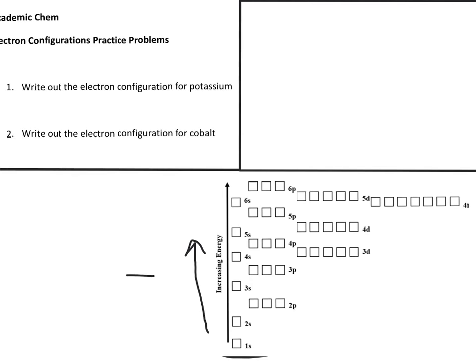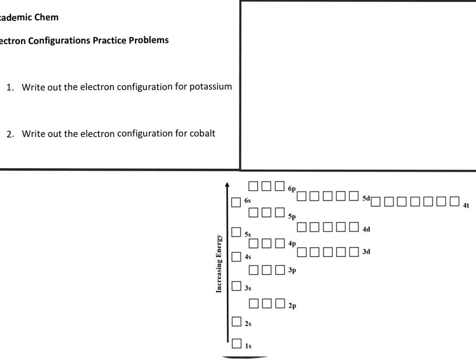We know that in a box we can only go up to 2 electrons and they have to be opposite spin. That's because of Pauli's exclusion principle. And also if we have the same energy level orbitals, we need to put 1 electron in each box before we can double them up. That's Hund's rule because electrons repel each other.